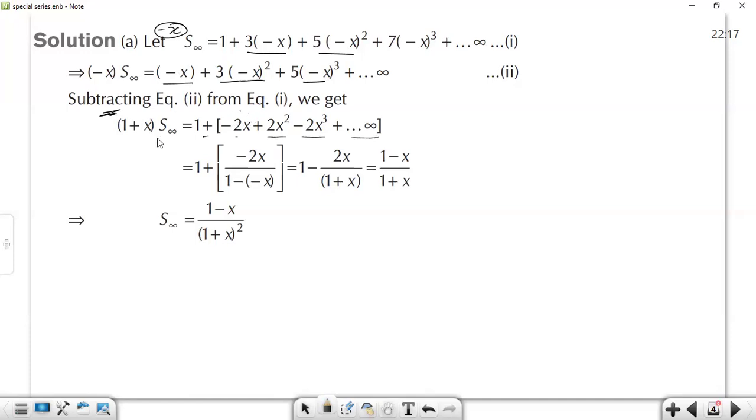Now they have modified the sequence to get a GP. This is clearly a GP with common ratio as minus of x. Now they have gone further on and solved this.